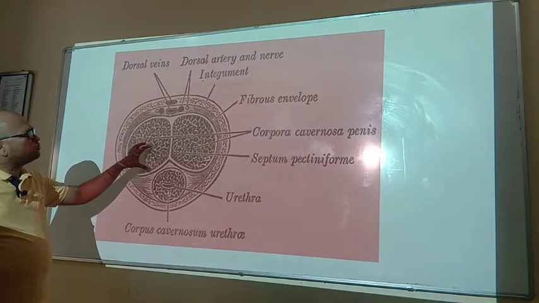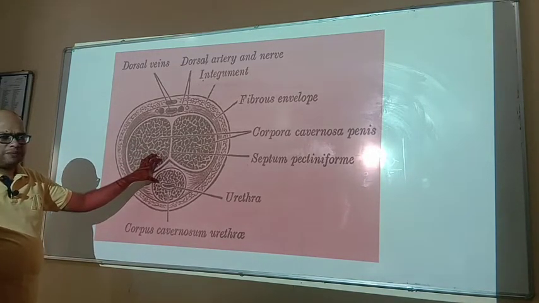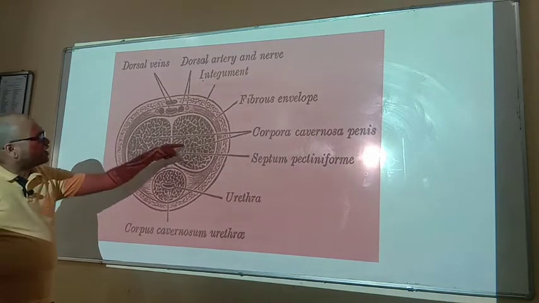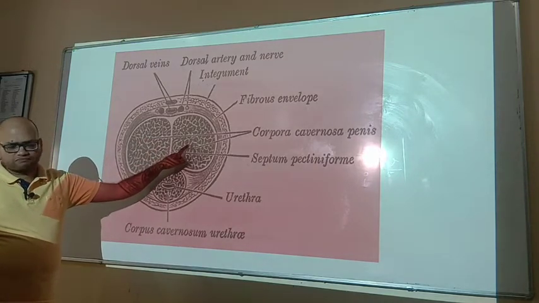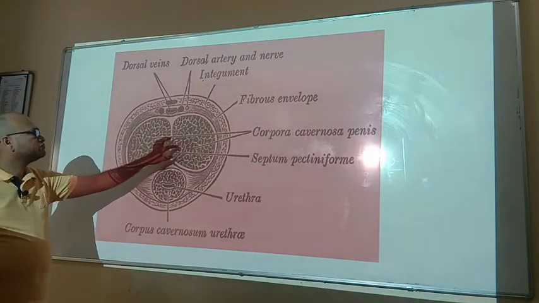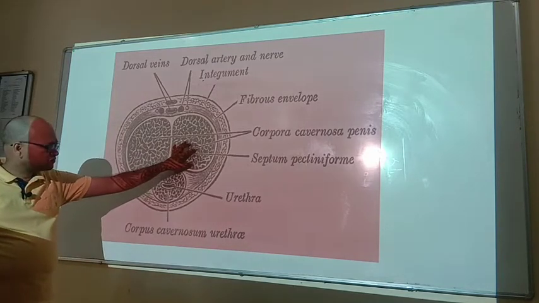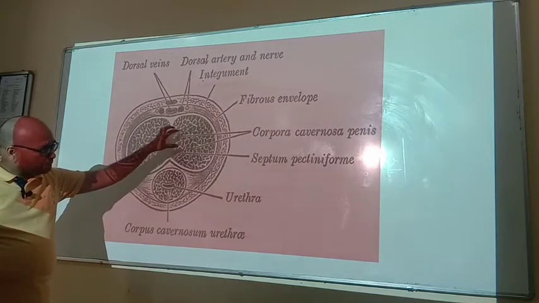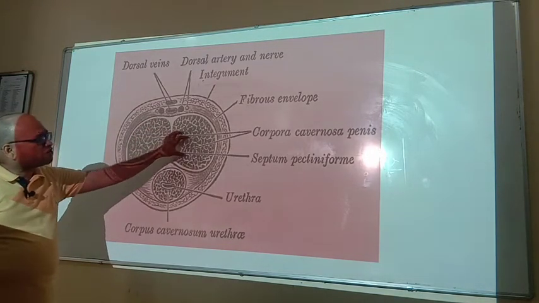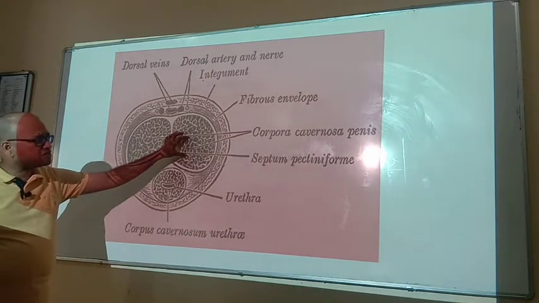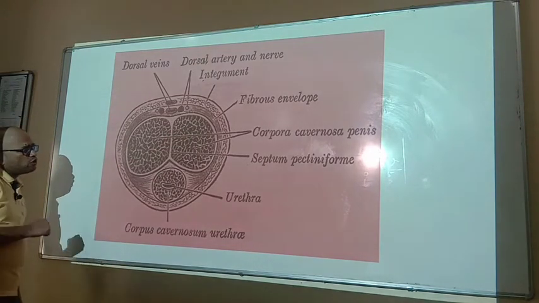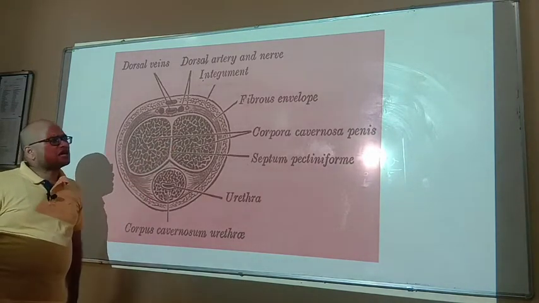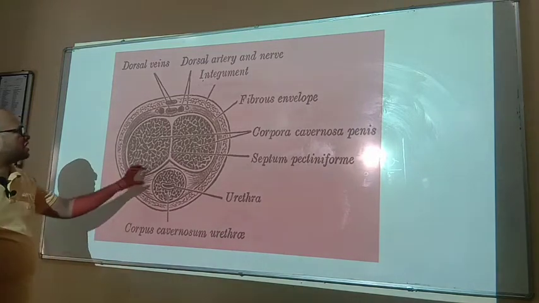These three parallel tubular structures are made up of very small sinuses. These two are called corpora cavernosa, or corpora cavernosa penis. Corpora cavernosa is the plural form of corpus cavernosum.